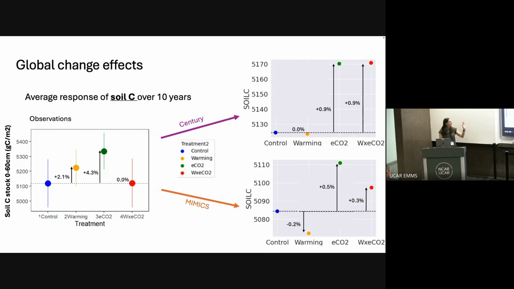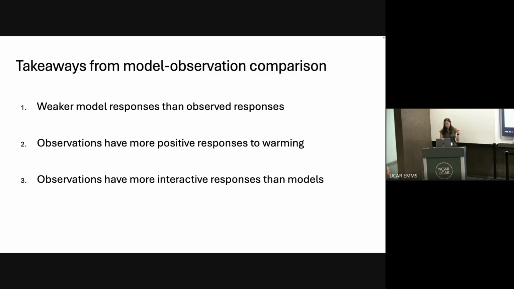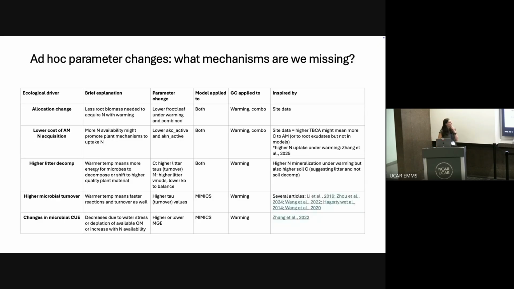And so, takeaways from these observation-model comparisons. In general, the models' responses were weaker in terms of mean percent change than the observed responses. The observations generally had more positive responses to warming than the models did. And then the observations also had more interactive responses than the models. And so the next step was to see, are there mechanisms we could change in the models to make them look more like the observations, to potentially inform future model development. Okay, so I don't expect you to read this table.